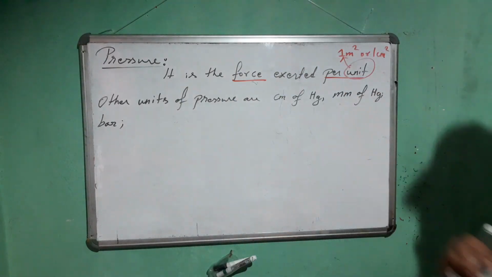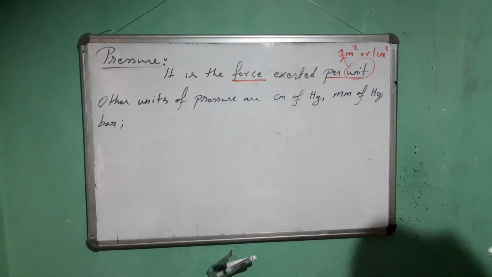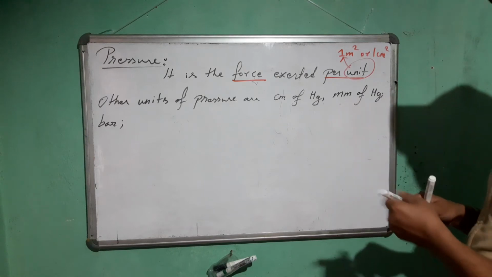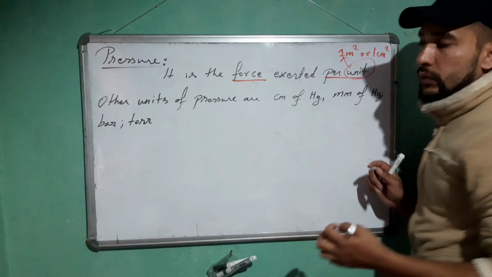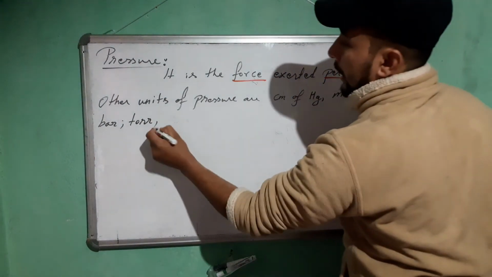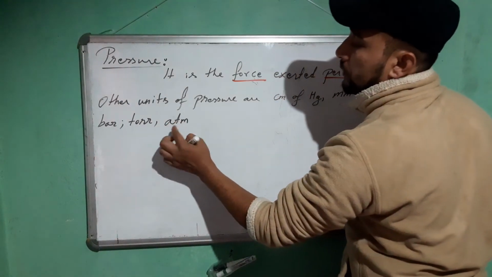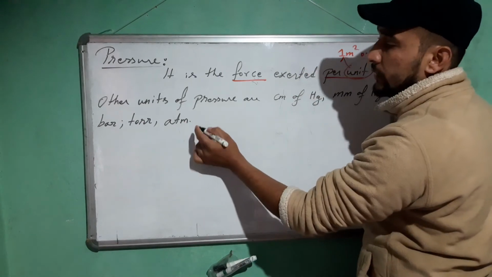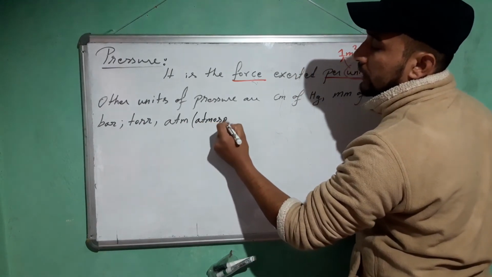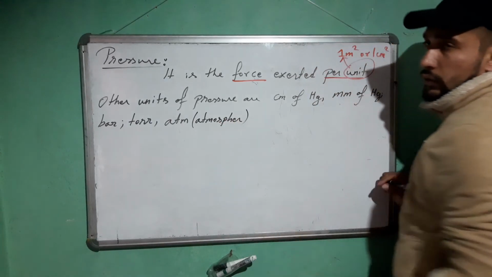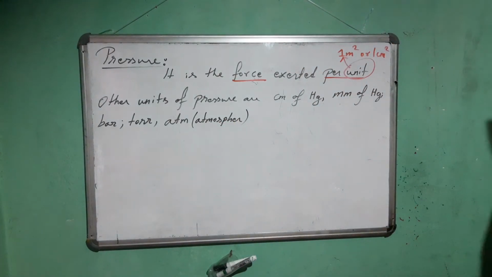Next, so many units are there. Torr is also a unit of pressure. Next we have atmosphere. The short form we write is ATM, which stands for atmosphere. Atmosphere is also a unit of pressure.